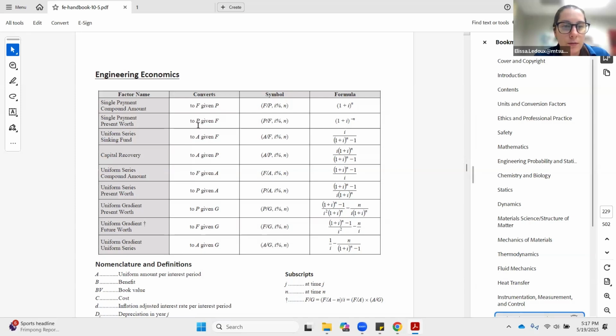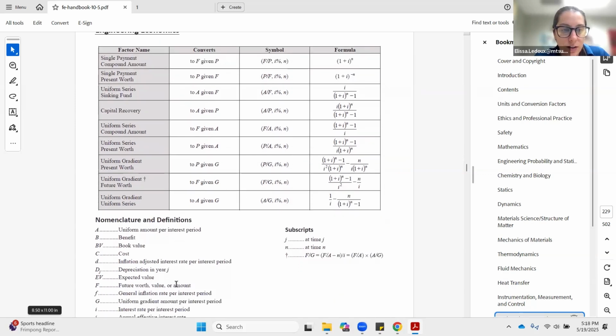So, is it the F over P, the P over F, all of that kind of stuff? You can literally just find the formula. The variables: N is the number of years or months or whatever time units the problem uses. I would be the interest rate in terms of percent, and then these other numbers. So we would have P for present worth, A for annual worth, F for future, and G for a gradient. And they kind of list things out here as well.